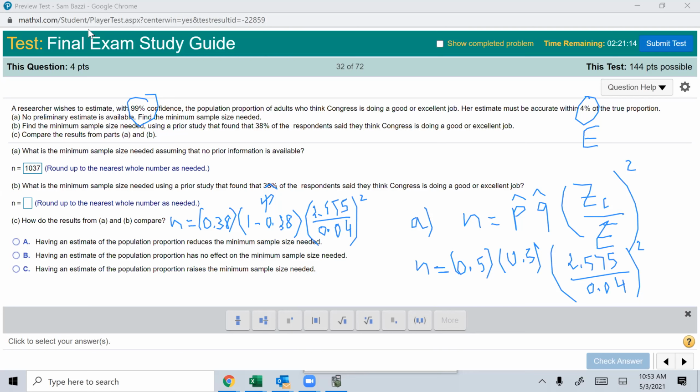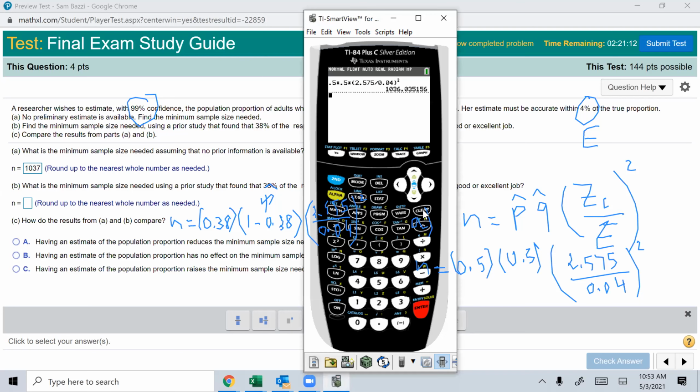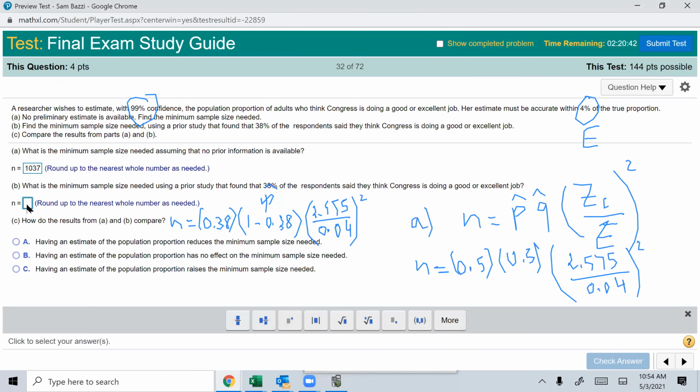Okay, let's see what the answer is going to be. So I'm going to bring the calculator back up. Clear. 0.38 times 1 minus 0.38, guys, which is 0.62, times, open parentheses, 2.575 divided by 0.04. And enter. 976.35, you make it 977. And definitely having an estimate will give you a smaller sample size, so it will be A.